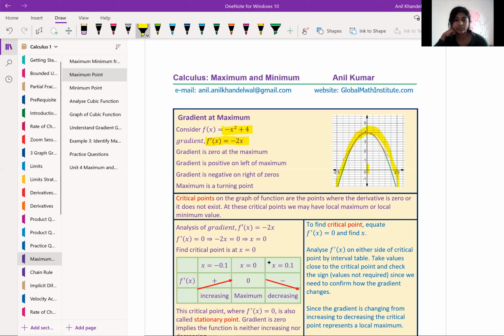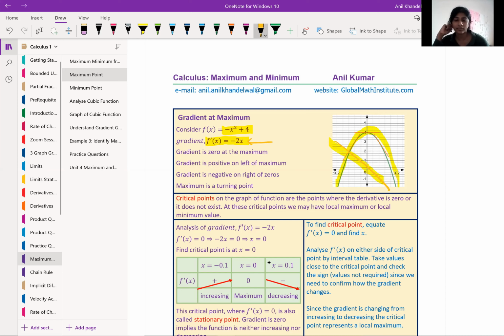If I give a positive value, I'll get a negative value of the gradient, correct? Because of the minus. But if I give a negative value to x, it will be a positive value. So the gradient graph will look something like I've shown here. Is that clear to you? What, the highlighted yellow? Oh, okay. Yeah. So that is the gradient graph, which is f dash x, correct?